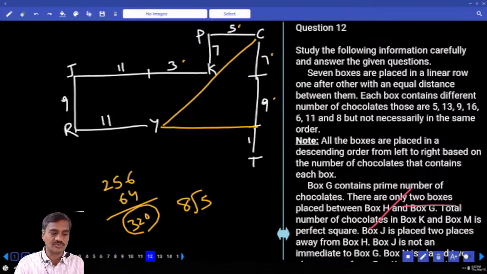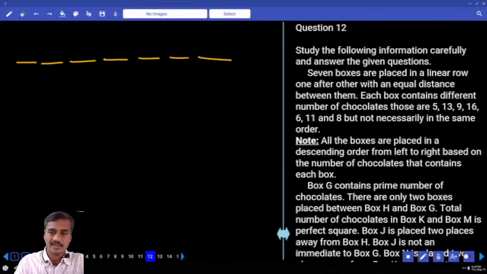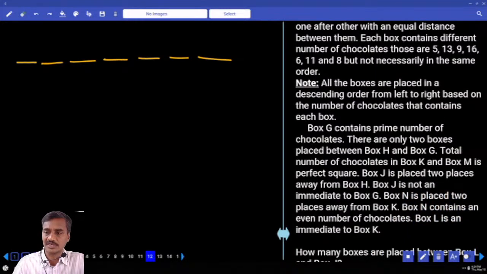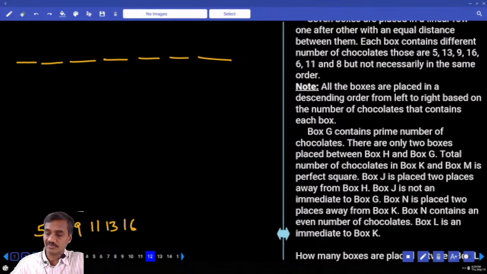Then coming to question numbers 12 to 17. Now in this 12 to 17 there are 7 boxes placed in a linear row, 1, 2, 3, 4, 5, 6, 7, with equal distance. Each box contains a different number of chocolates. The chocolates are also clearly given. What are the chocolates we have? 5, 6, 8, 9, 11, 13 and 16. These are the 7 numbers of chocolates. And all the boxes are placed in descending order from left to right.